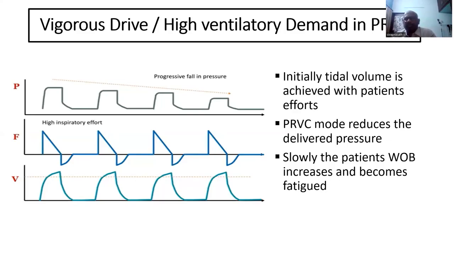This is a pressure asynchrony that can happen in PRVC. As the patient starts recovering, when the patient needs a lot of pressure support to get out of the ventilator fast, the pressure support will start to reduce, because initially he was getting a good tidal volume.